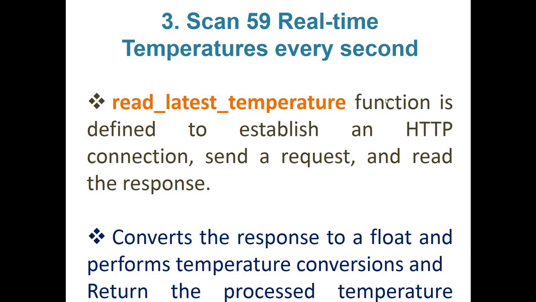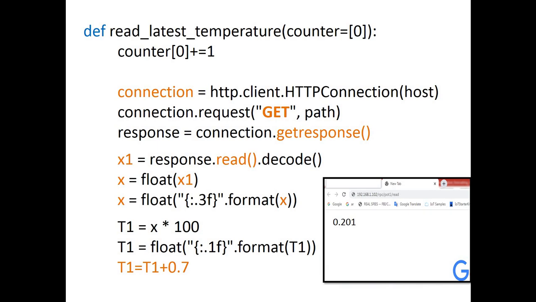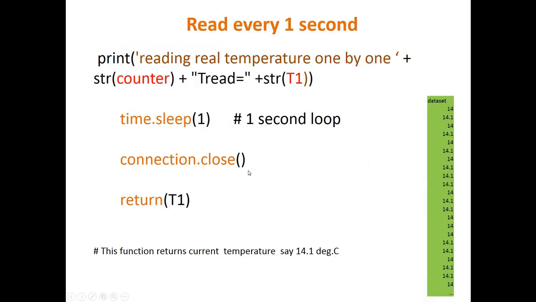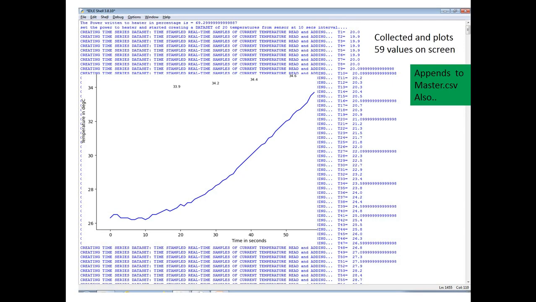And now how do you scan 59 real-time temperatures every second? So there is a function called read latest temperature which will scan each temperature every second. So you can take a look at this program later also, but I am going to explain you what it does. It basically reads temperature every 1 second. There is a delay time.sleep and returns. This function returns the temperature. Usually it returns the temperature 14.1. It may be returning 0.141. You have to multiply by 100 to get the temperature back.